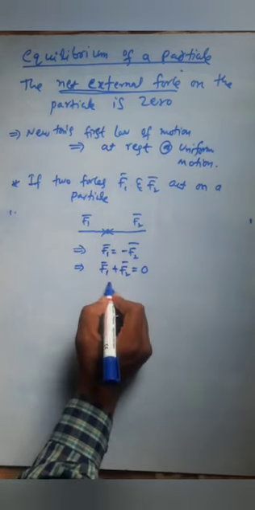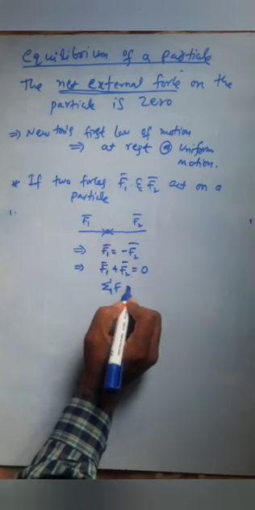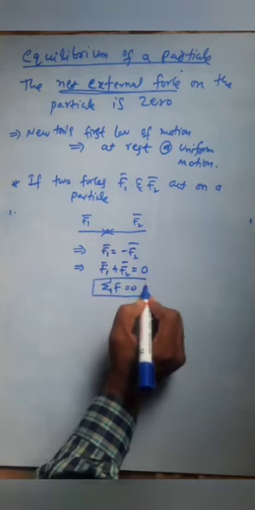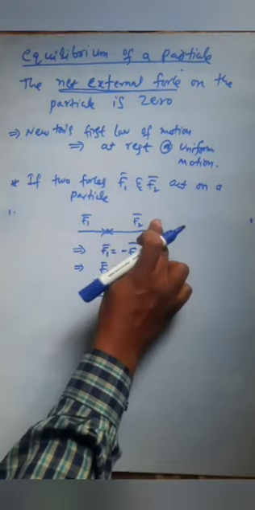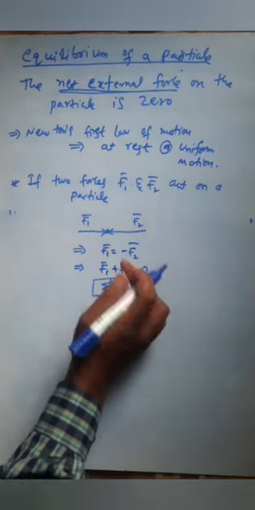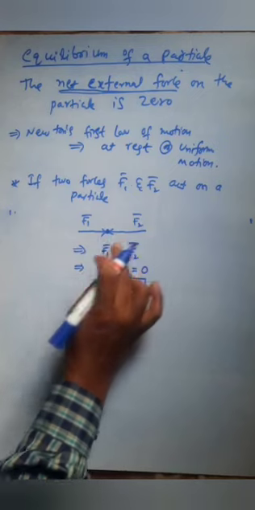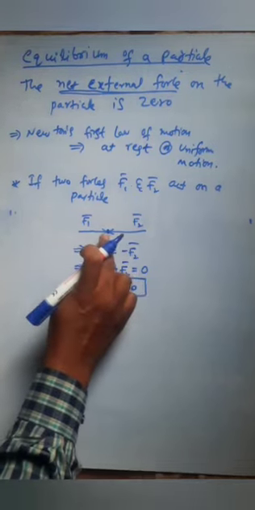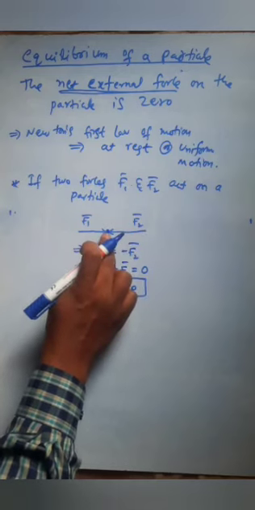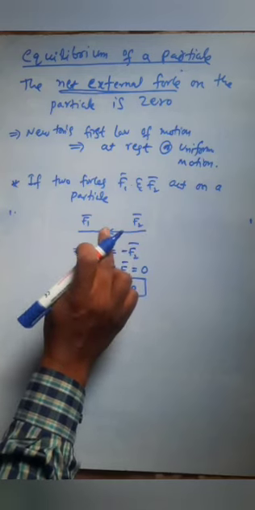So here the total net force on the particle is 0. F1 bar plus F2 bar is equal to 0. So the net force on the particle is 0. Here the summation of F is equal to 0. Then this particle is in equilibrium.